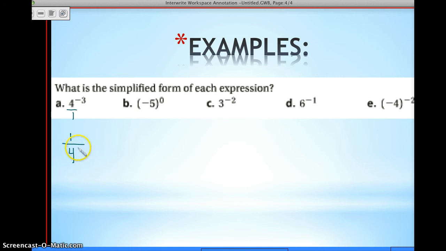So as soon as you flip it, the negative 3 goes to a positive, which is going to be 1 over, and then this is where you're going to need your calculator because you're going to have to do 4 times 4 times 4, 3 times, and you end up with 1 over 64. Example B, anything to the 0 power, the negative is included because of the parentheses, is 1.